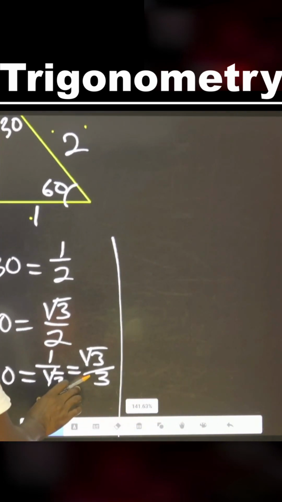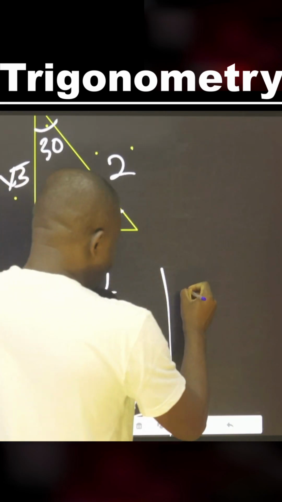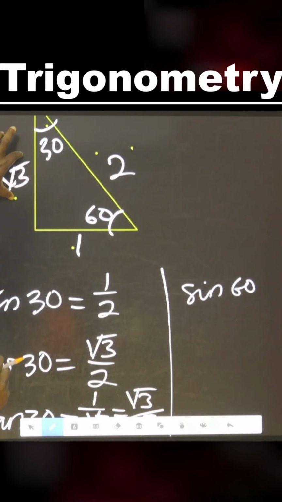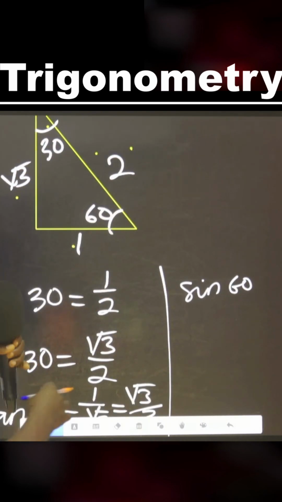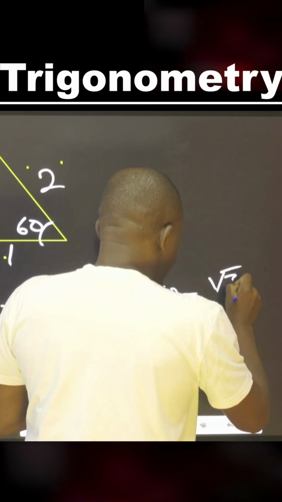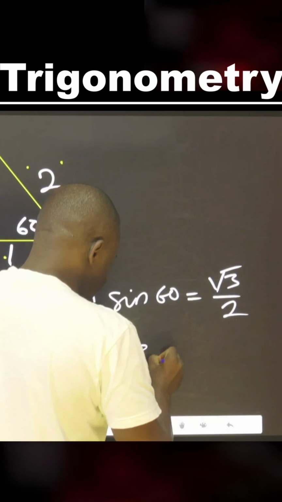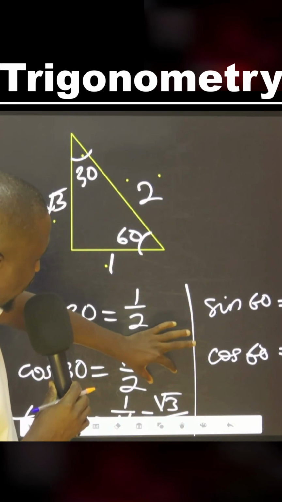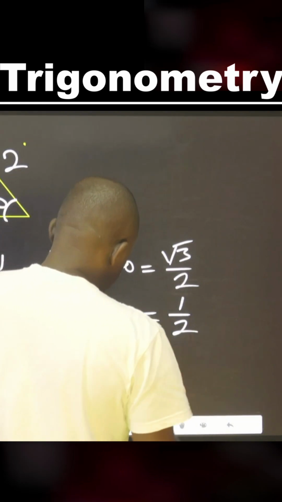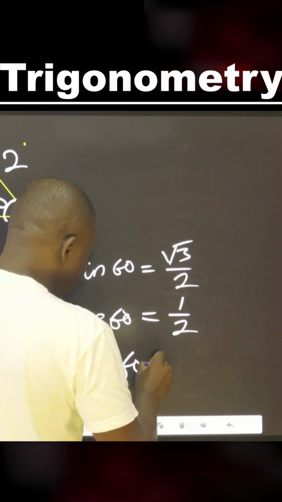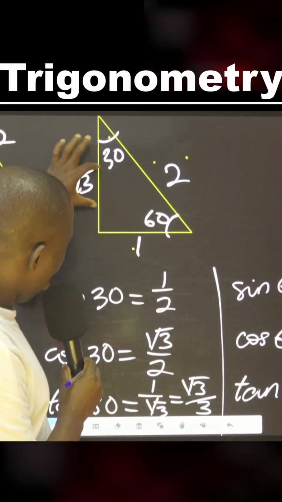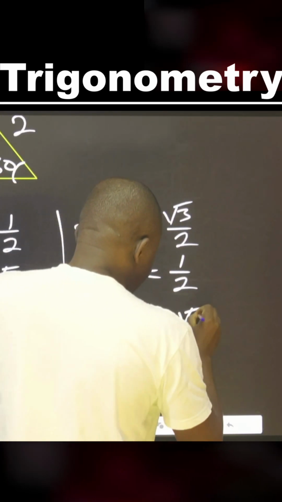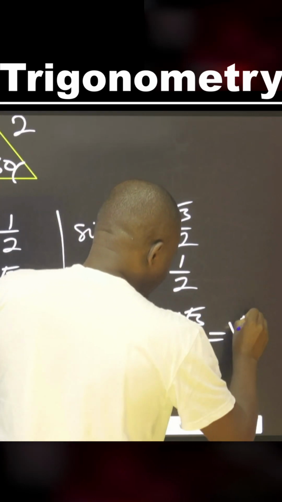After this, we go for 60. Sine 60. That is opposite over hypotenuse. Square root of 3 over 2. Cos 60. Cos 60 is adjacent over hypotenuse. 1 over 2. Then tan 60. Tan 60 is opposite over adjacent. That is square root of 3 over 1, which is also square root of 3.